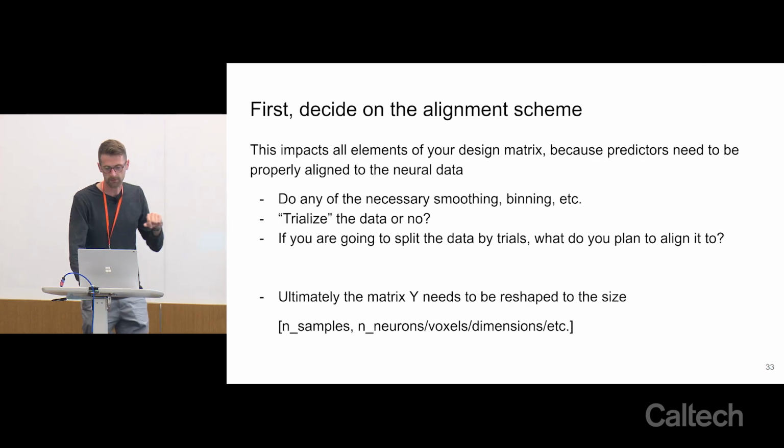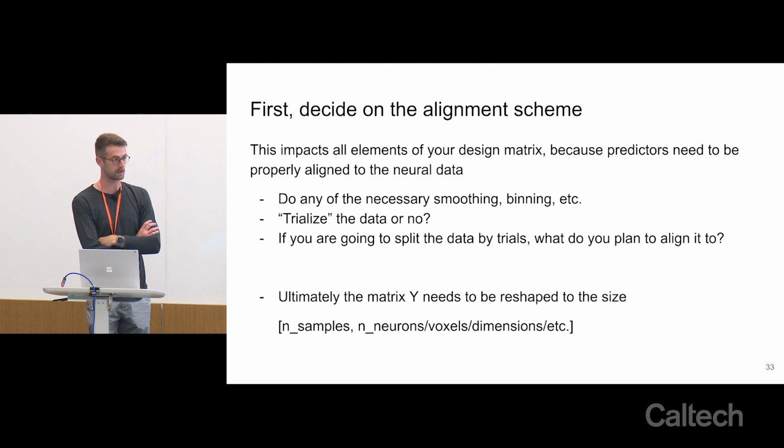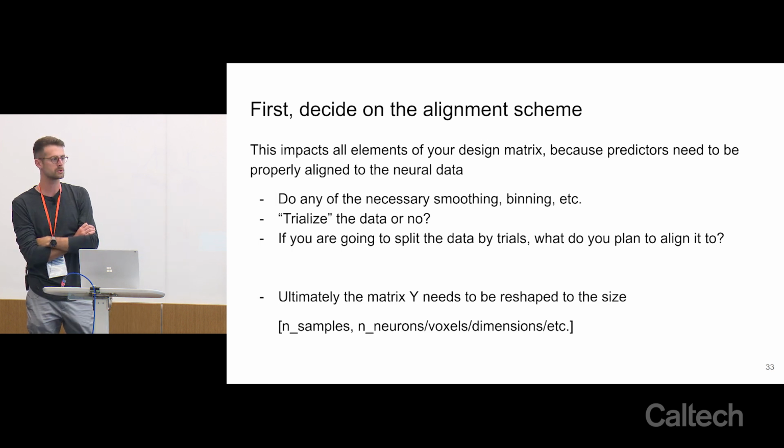Okay, so first you need to decide on the alignment scheme for your data, because that's going to determine everything, like how you structure your design matrix. So do any of the necessary smoothing, binning, whatever is typical in your field. And then the next question is, do I trialize the data or not?